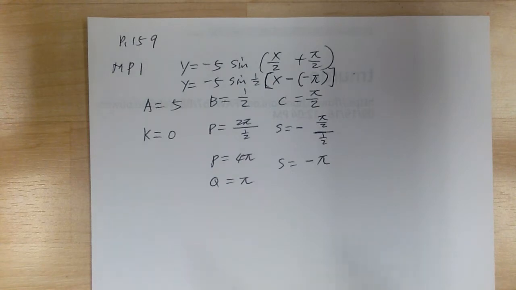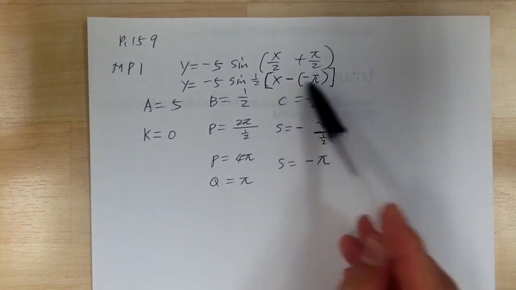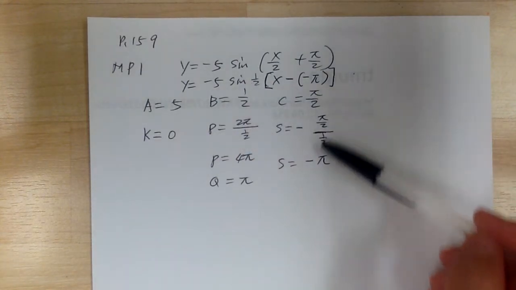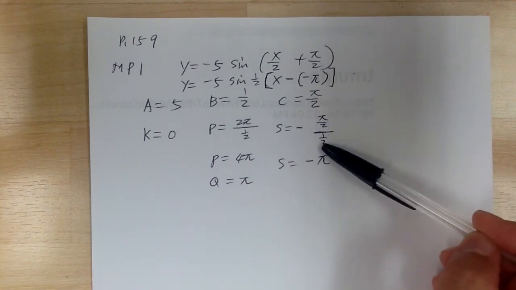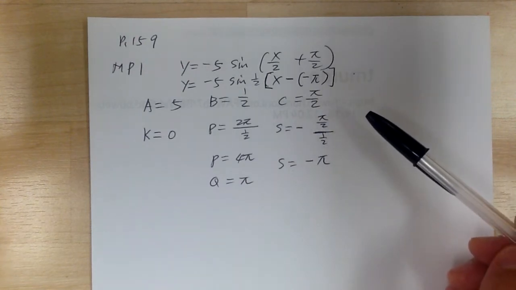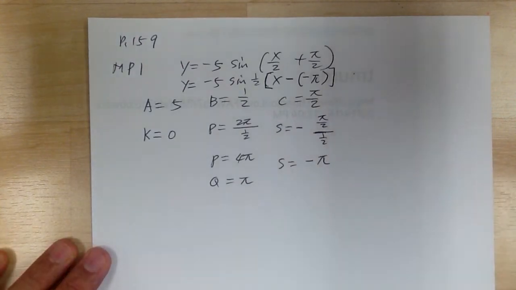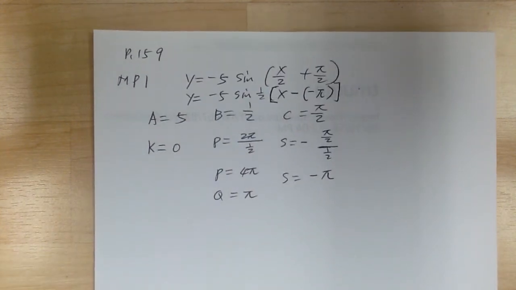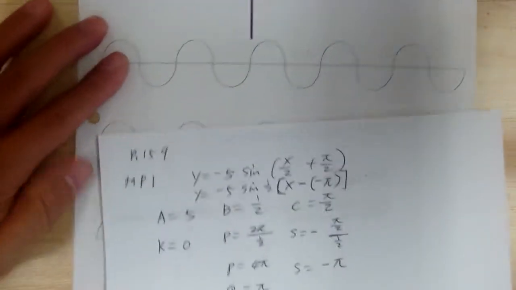Sometimes it depends on the equation. Sometimes it's easier to do the factoring. Sometimes it's easier to do the division. So it depends on the equation, and you can use either method. Okay, so now you have all the information. Now you're ready to do the graphing. So let's go and do the graph.